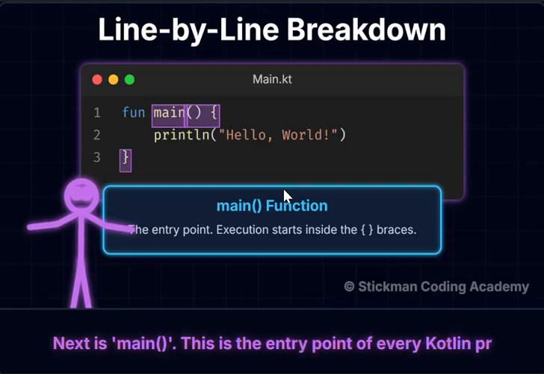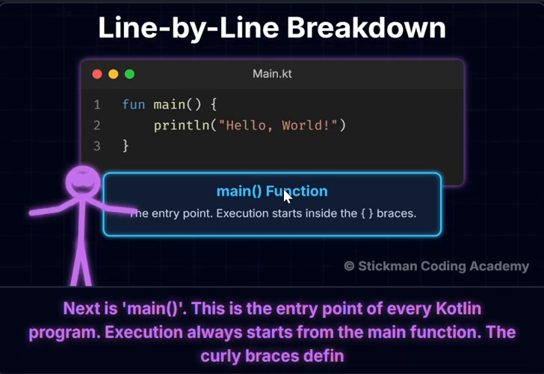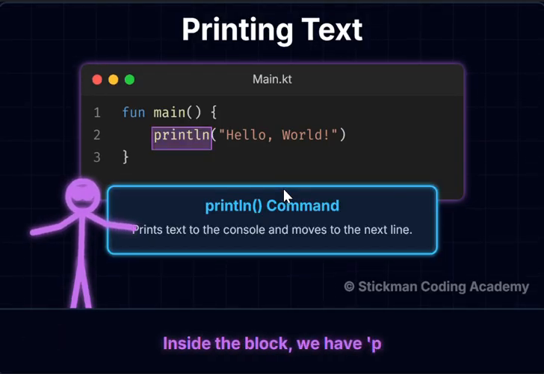Next is main. This is the entry point of every Kotlin program. Execution always starts from the main function. The curly braces define the block of code inside it.